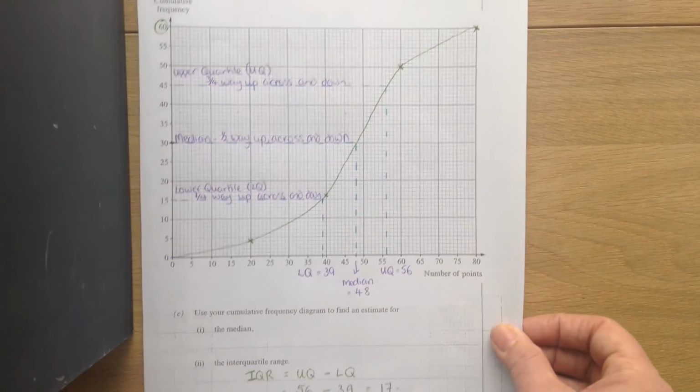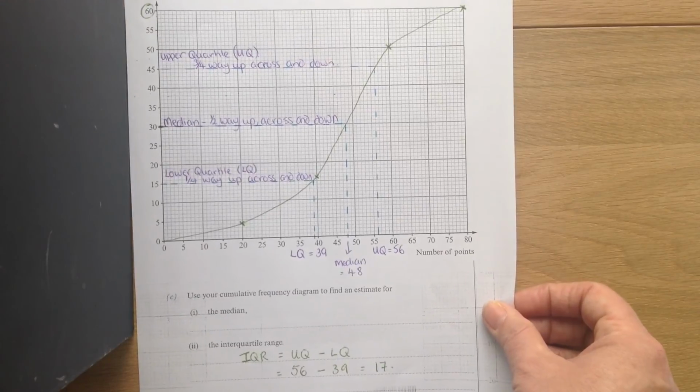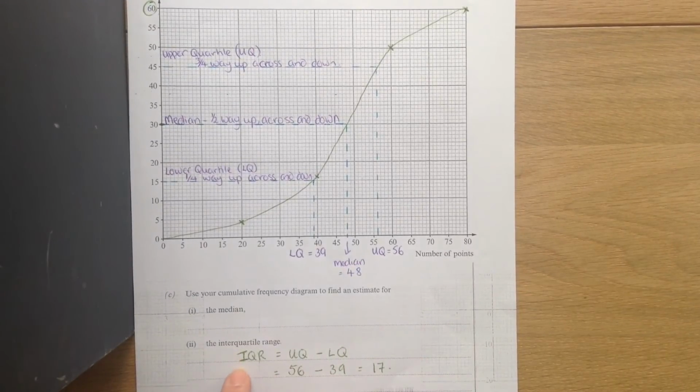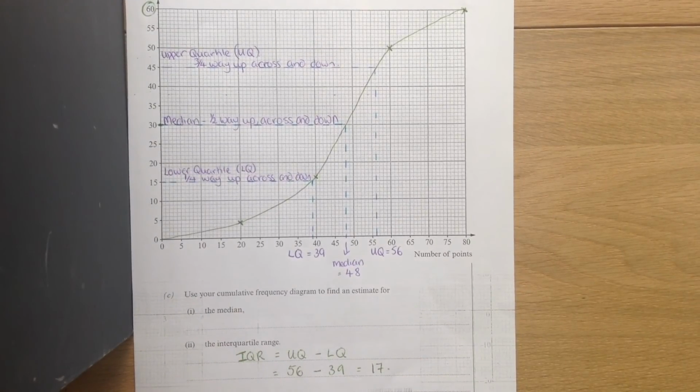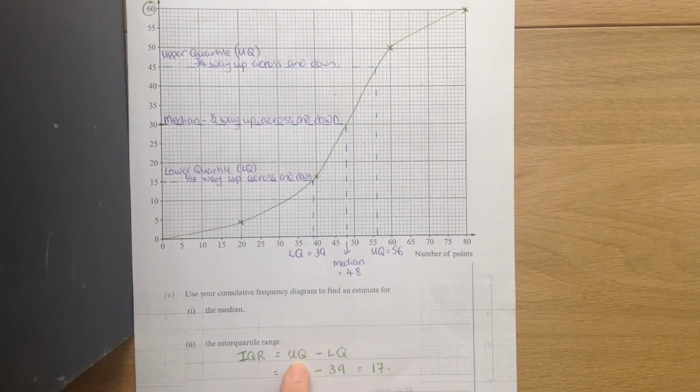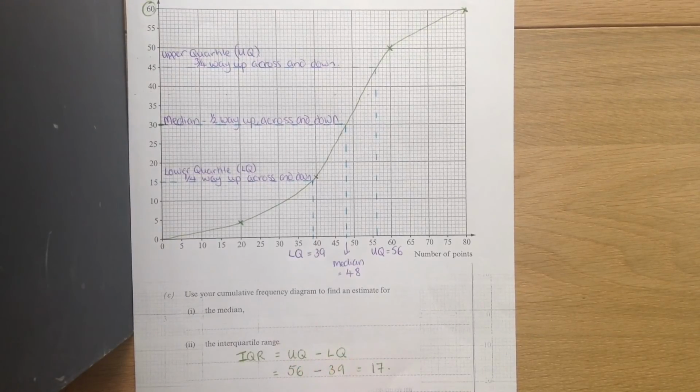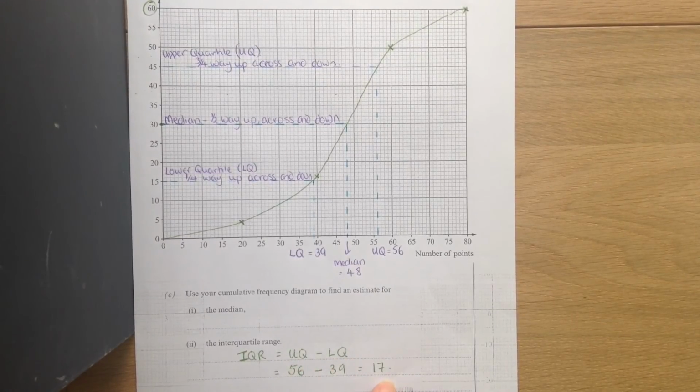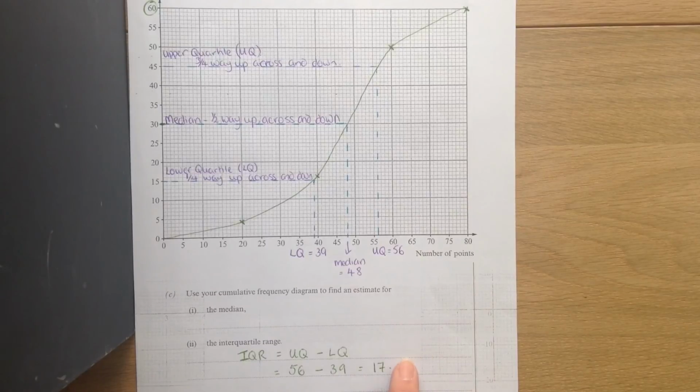Now the last mark will go for finding the interquartile range, the IQR. To find the interquartile range, it's the upper quartile, take away the lower quartile to get this answer. Make sure you write these values out, in case you've made an error up here, you'll get a follow-through mark.